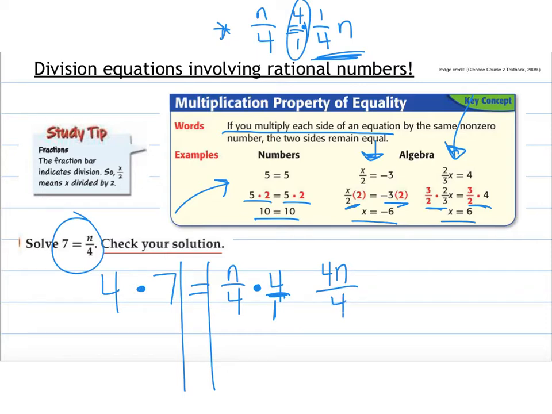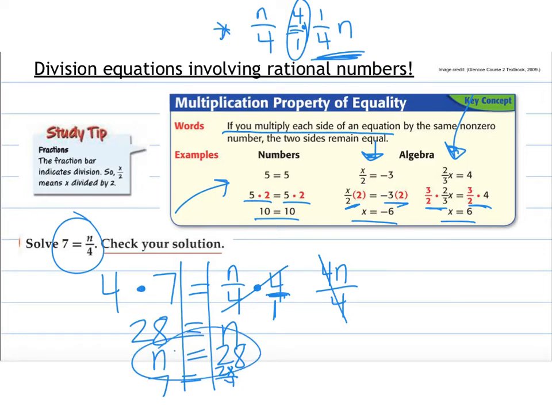Now if I multiply something by 4 and then divide it by 4, that just cancels out. So I just write it like that, and that leaves n alone, and I get 28. I flip it, so my variable is on the left, and then we check. So 7 equals 28 over 4. 28 over 4 does equal 7, so n equals 28.